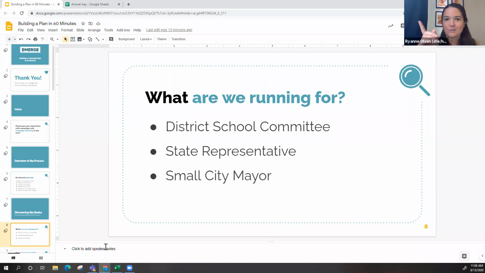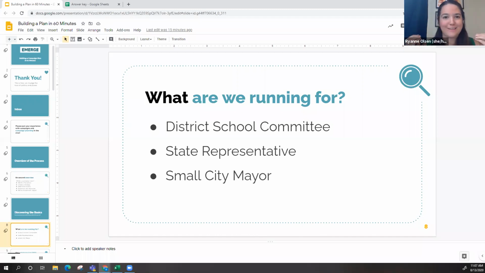So the options are a district school committee with about 5,000 people in it, a state representative seat representing about 50,000 people, or a small city mayor representing about 100,000 people. Okay, I'm seeing 2 for state rep, 1 for school committee, 2 for school committee. Okay, mayor, rep, school committee, state. Cool. I am seeing a really pretty even split. Okay, I'm seeing lots of state reps. I'm seeing state rep kind of pulling ahead. Wonderful. Okay, great. We have made a decision.